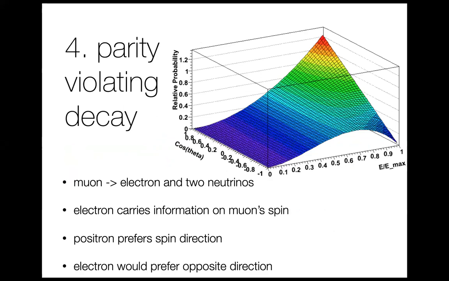Finally, we let the muon decay into an electron and two neutrinos, and it's the electron that carries information on muon spin because of the parity violation in that decay. The positron prefers the spin direction and the electron would prefer the opposite direction. And the last step is the Lorentz boost that turns the direction into energy.